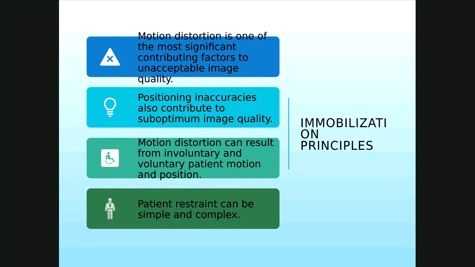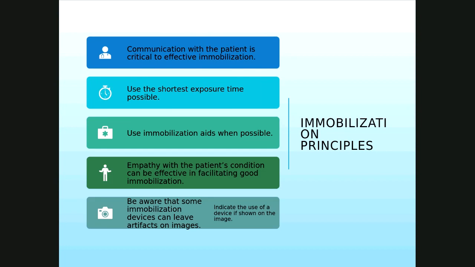When they talk about patient restraints, they can be either simple or complex, and we'll discuss some of those. Communicating with the patient is probably the most critical thing you can do to utilize effective immobilization, meaning if you communicate with the patient and let them know what it is you need them to do, why you need them to do that, you're trying to get an optimal image so that the radiologist can diagnose what's going on with them, most patients want to cooperate with you.